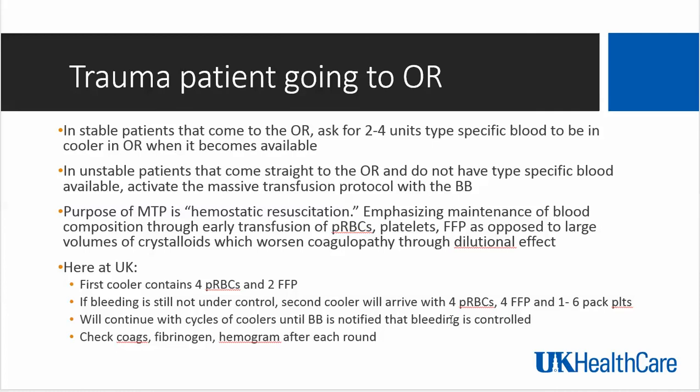So here at UK, our MTP, the Massive Transfusion Protocol, first cooler will contain 4 packed red blood cells and 2 fresh frozen plasma. After this is done, if the bleeding is still not under control, a second cooler will arrive with 4 packed red blood cells, 4 fresh frozen plasma, and a 6-pack of platelets. This will continue with cycles of coolers until the blood bank is notified that bleeding is controlled. It's prudent to check coags, fibrinogen, and hemogram after each round of the massive transfusion protocol.